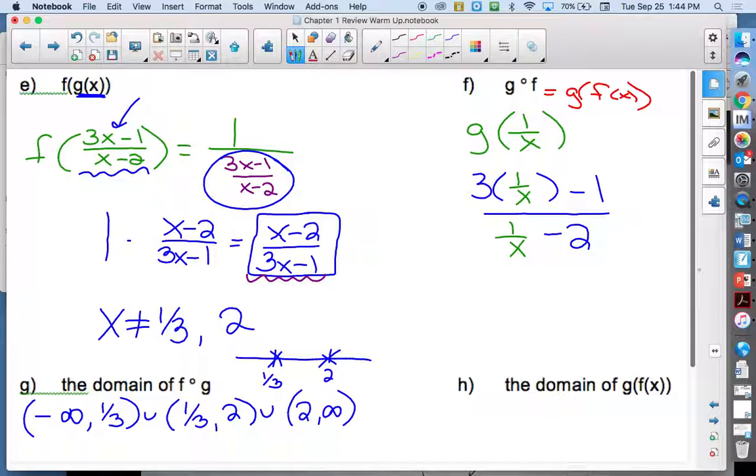And if you take 3 times 1 over x, at least look at that part, what does that become? 3 times 1 over x. Alex? 3 over x. So now we have (3 over x minus 1) over (1 over x minus 2).